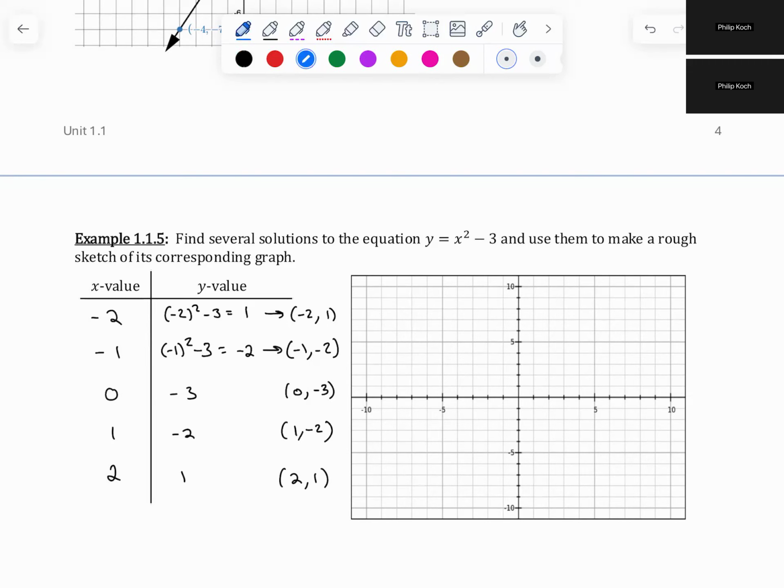So -2 comma 1 is right there. -1 comma -2 is right there. 0 comma -3 is right there. 1 comma -2 is right there. And then 2 comma 1 is right there. And so we could plot more if we wanted to. We could keep going, but you'll see if you do that, it just keeps getting larger and more up in each direction. So we can generally assume that the overall shape should look something like this. We've drawn our first parabola for the course. We'll talk more about parabolas in Unit 2, but you can utilize points to make a graph.